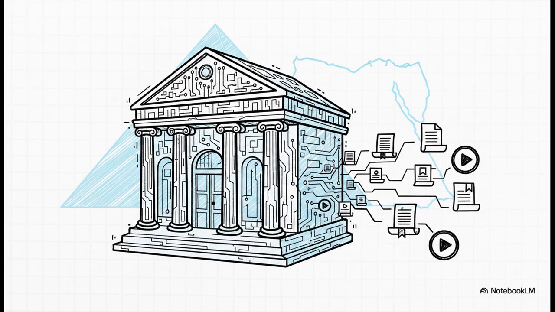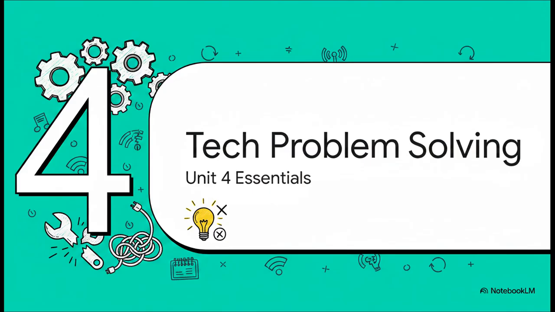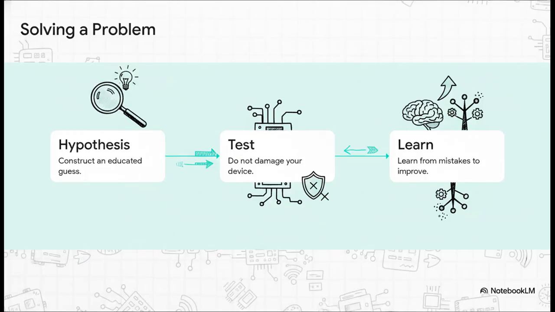EKB is the big library. Shifting gears into Section 4, tech problem-solving steps. If you memorize this simple 3-step logical flow, you will easily crush any troubleshooting question on the test. Step 1, construct a hypothesis. That's just an educated guess on what went wrong.